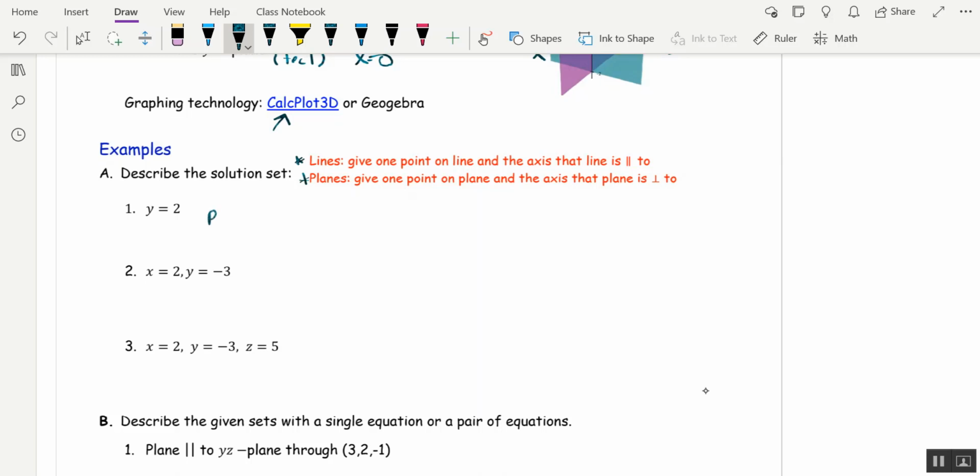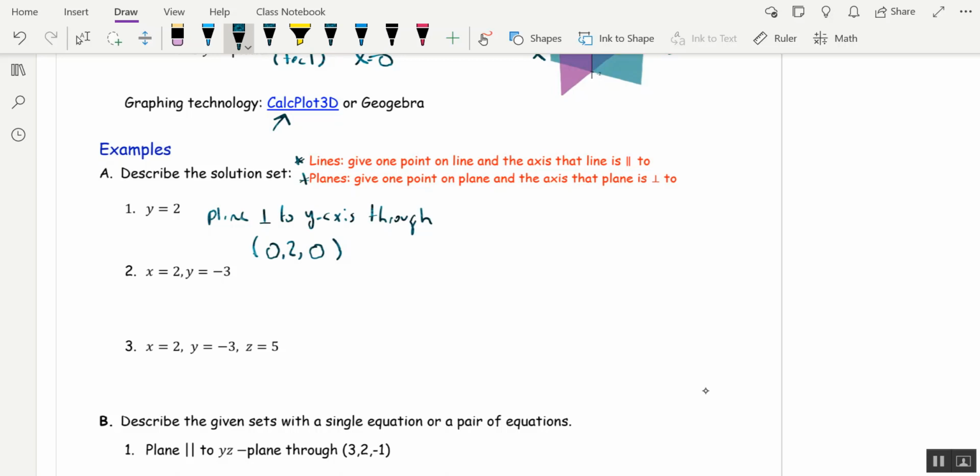I'm going to get a plane perpendicular to the y-axis. I have to give 1 point that this plane passes through. Well, I know it passes through y equals 2. Now for the z and x coordinates, I can pick literally anything because x and z are free. So I usually just pick zeros. And there I go. The plane passes through that point and it's perpendicular to the y-axis.